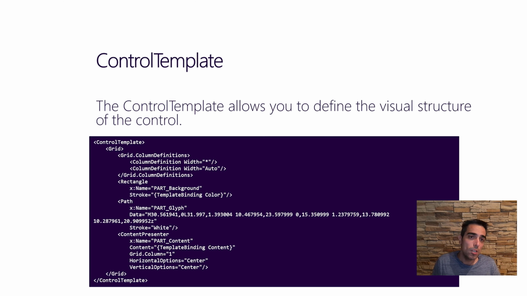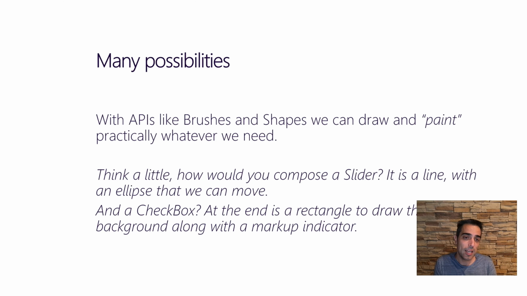We can improve this using control templates. A control template allows us to define the visual structure of the control. The extensibility is easy with many possibilities because we have the brushes and shapes API, so we can draw anything and paint anything in different ways. If we think about that, for example, how would you create a slider? At the end, it uses a line with an ellipse that we can move. And how can we create our checkbox? At the end, it uses a rectangle to draw the background along with the marker indicator, right?